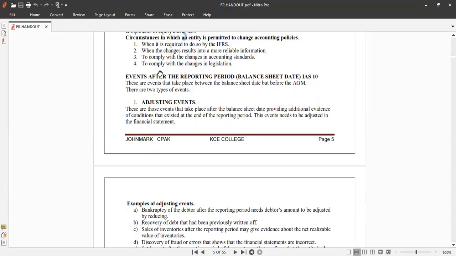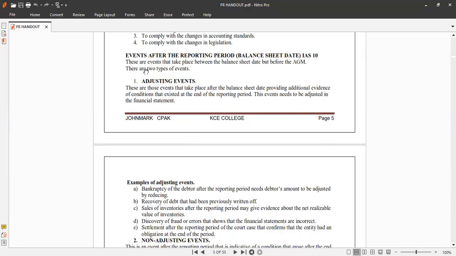Now, that duration between the reporting date, 1st December, up to the date the financial statements are authorized for issue, or just before the AGM, is what we call the period after the reporting date, or the balance sheet date. And these are events that take place after the balance sheet date but before the AGM. And there are two types of events. We have adjusting events and we have non-adjusting events.